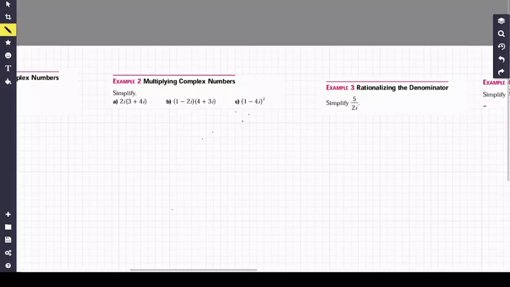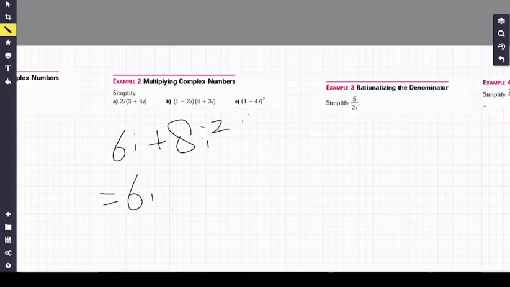Now we're going to multiply this. And remember, we treat it just like a variable. So this is going to be 6i plus 8i squared. And now, look, we can actually add them together, right? Because, oh wait, no, we can't. So 6i, but then 8i squared, and i squared was equal to negative 1. So this is just negative 8.